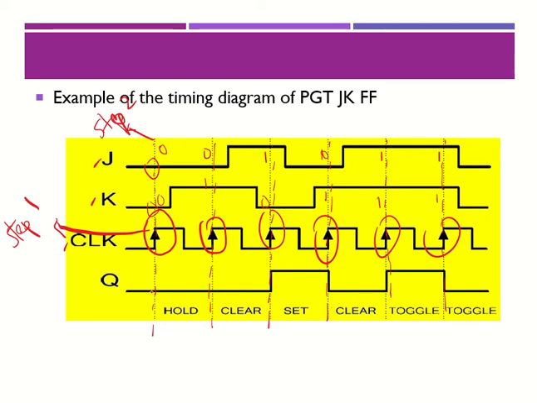So 0 0 is a hold situation, which means you're going to have a 0 over here. 0 1 is clear, 1 0 is set, 0 1 is clear, and 1 1 is toggle. It means if this is 0, you change to 1. And 1 1 is also toggle, so 1 changes to 0, and then carry on. Then you just draw 0 1 0 1 0. This is how you draw the response timing diagram for this one.